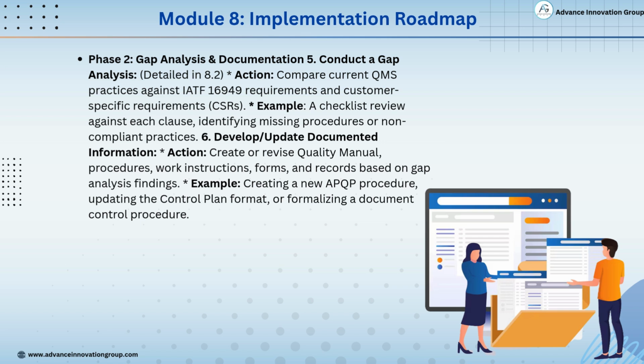Step 6. Develop or update documented information. Based on the gaps identified, we need to create or revise documents like the quality manual, procedures, work instructions, and forms. For instance, this could include drafting a new APQP procedure, updating the control plan format, or formalizing a new document control process. This documentation ensures the QMS is robust and aligned with requirements.